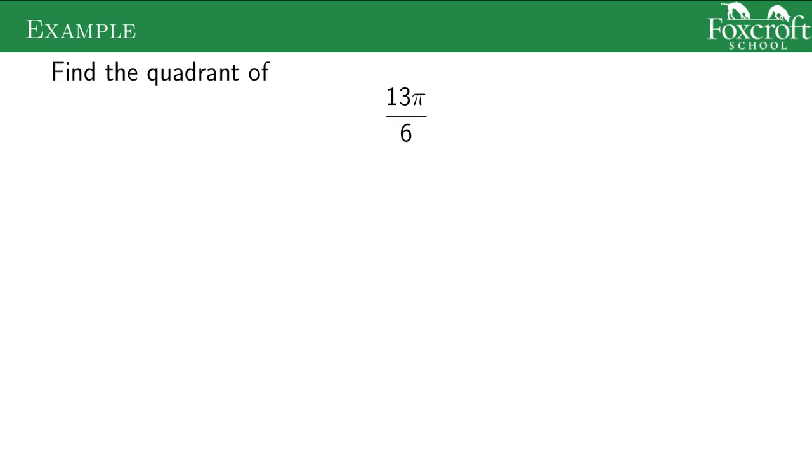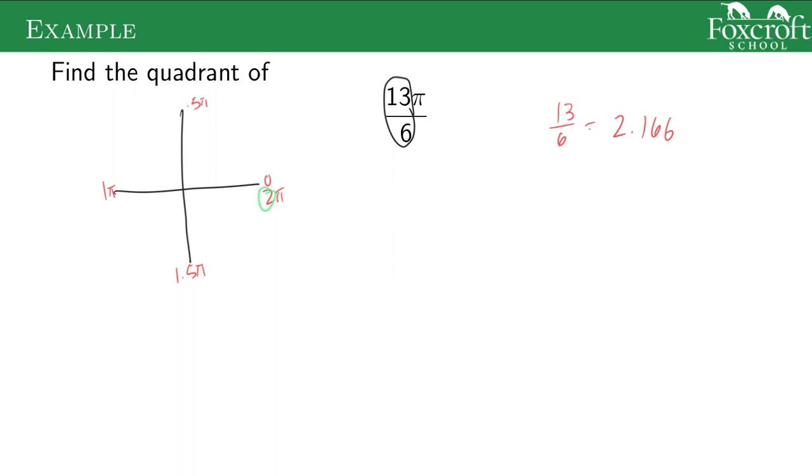The first way is doing the same thing we did previously, ignoring the pi part and just looking at the fraction part. So 13 over 6 is 2.166. And if I compare that to my circle, I'm just using the decimal versions for these comparisons, I'll see that the number of pi's I have is more than 2, so it's more than the full circle. But it's not an extra 0.5.